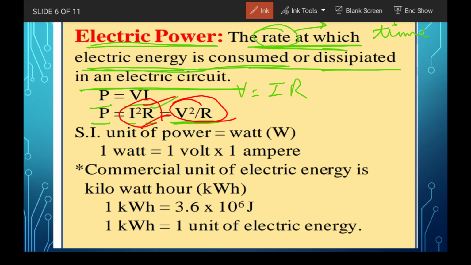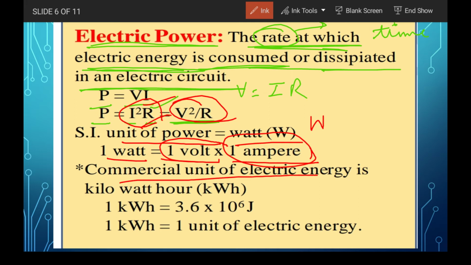The SI unit of power is watt, represented by capital W. 1 watt is 1 volt into 1 ampere. It means when 1 ampere of current is flowing through a conductor having a potential difference of 1 volt.